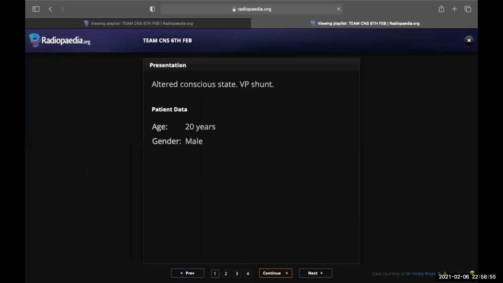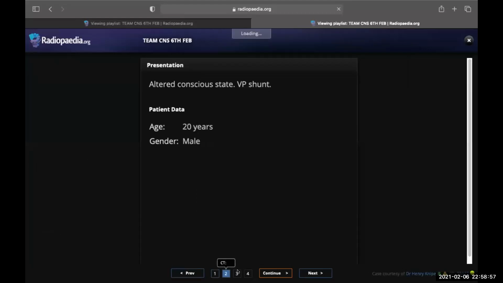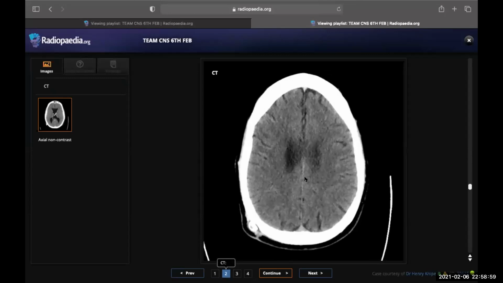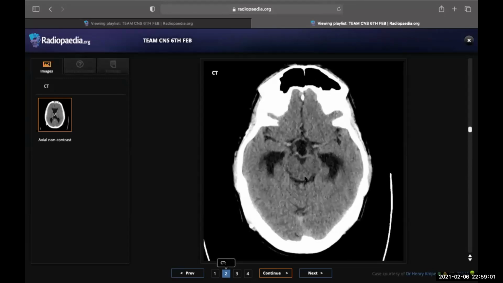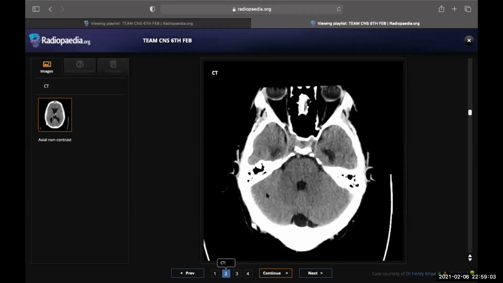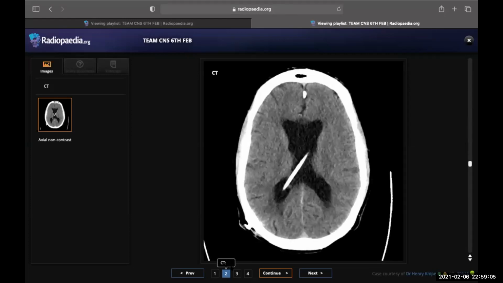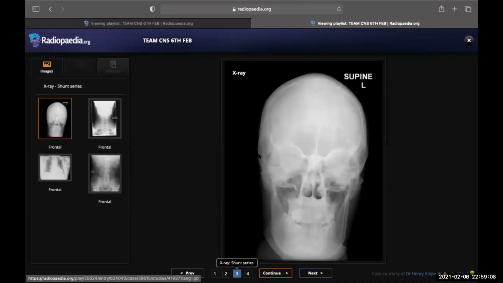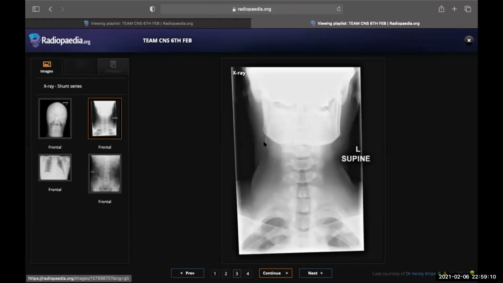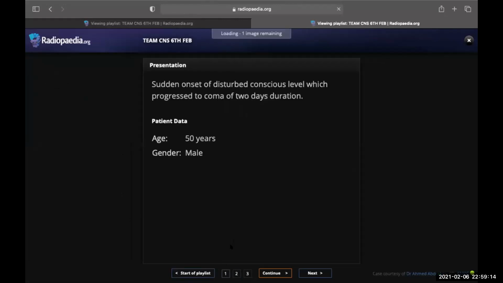The VP shunt, you did well. I know that when you see the hydrocephalus, you want to look for the cause of it. That is why I guided you that what we are going to do next is the VP shunt series. And here you clearly picked up that this was broken. So this was broken at the neck, and it was all coiled up in the abdomen.